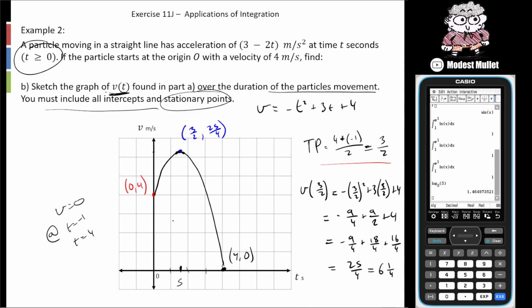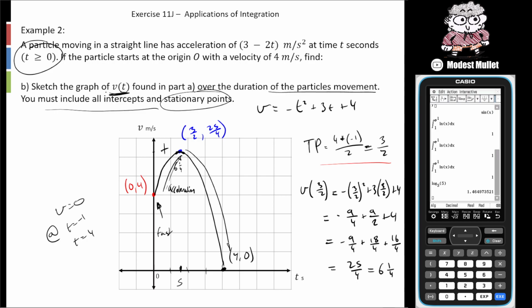So let's think of what this means story-wise of the particle. Here, the velocity is 4. That means it's moving fast. And the velocity is going up. And up here it's 6 1/4 meters per second. So that means through this stage here it's accelerating. And because it's positive velocity, that means it's going to the right. Positive value means going to the right normally.